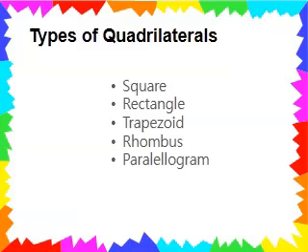Now I want you to know that the types of quadrilaterals are square, rectangle, trapezoid, rhombus, and parallelogram. So all of these are special quadrilaterals. What does each one of them have different from the other? So what are the properties of each one of them? We are going to learn today.